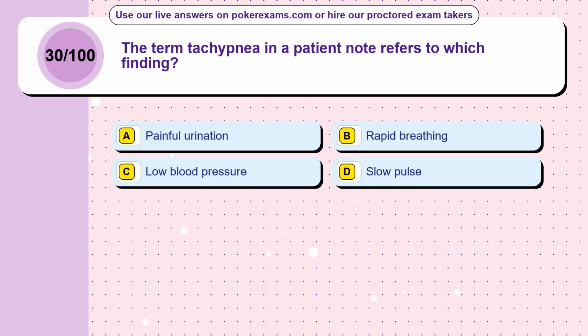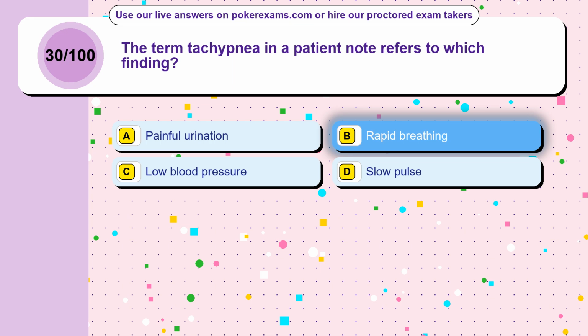Question 30. The term tachypnea in a patient note refers to which finding? Option A. Painful urination. Option B. Rapid breathing. Option C. Low blood pressure. Option D. Slow pulse. The correct answer is option B.